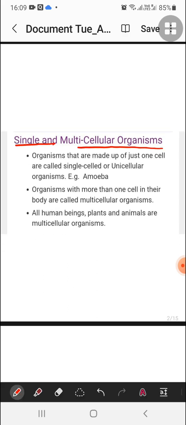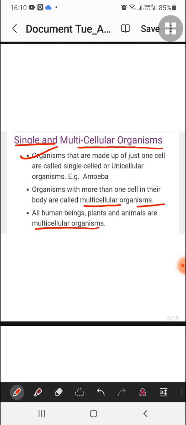Single and multicellular organisms. Organisms that are made up of just one cell are called single-celled or unicellular organisms. Example, amoeba. Second, organisms with more than one cell in their body are called multicellular organisms. All human beings, plants and animals are multicellular organisms.